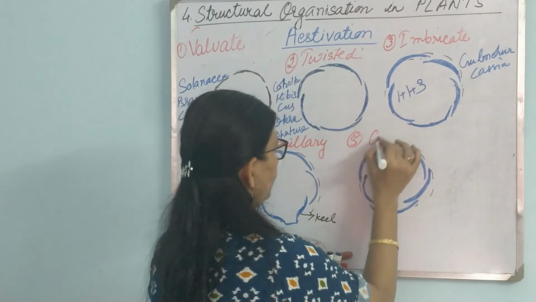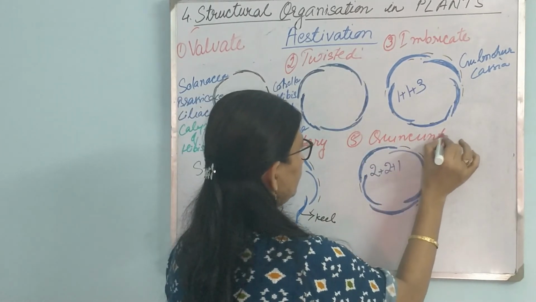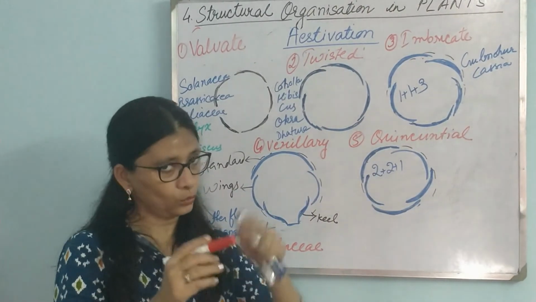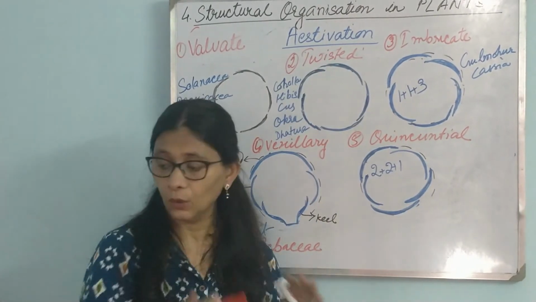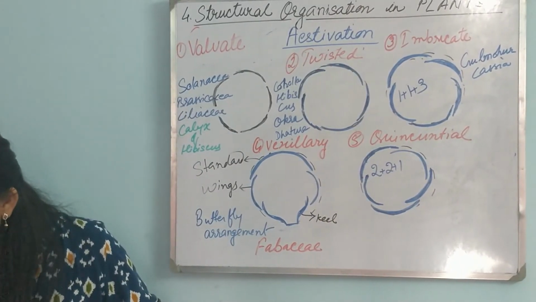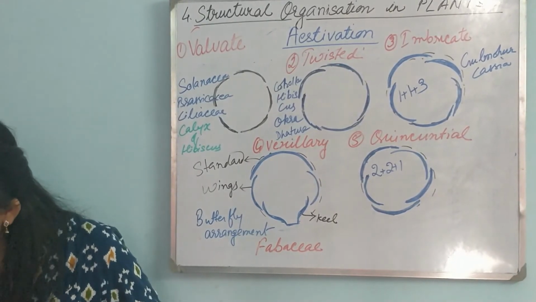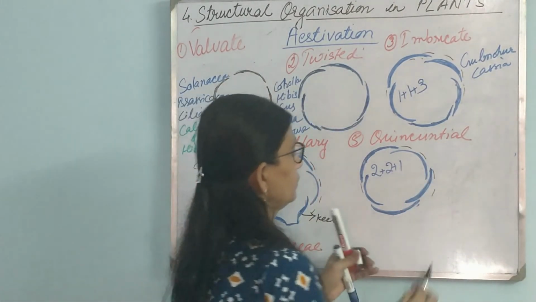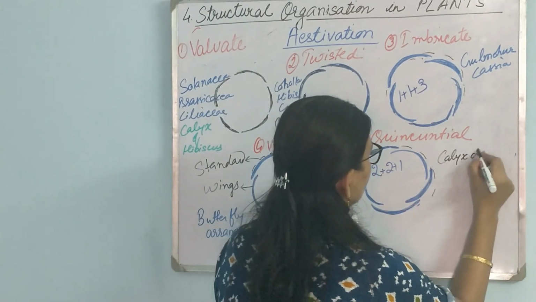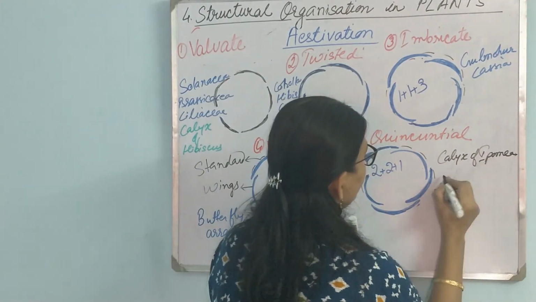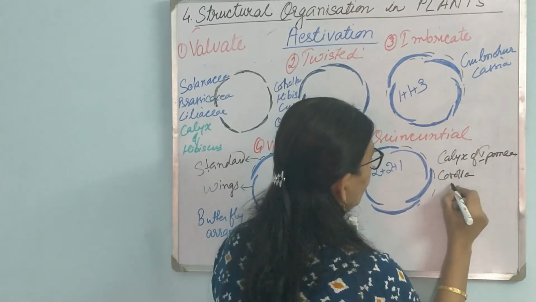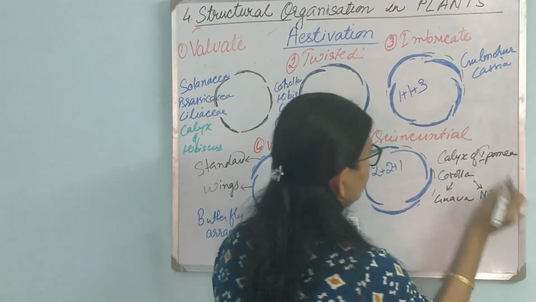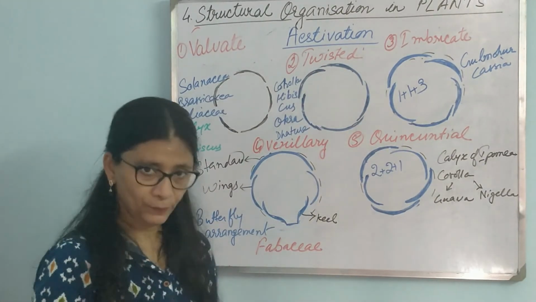is number 5, quincuncial. Quincuncial, where two units are totally outside, two units are totally inside, and one is inside-outside. Quincuncial is found in the calyx of Ipomoea, then corolla of guava and nigella. So these are the examples. So remember the arrangement and the example.